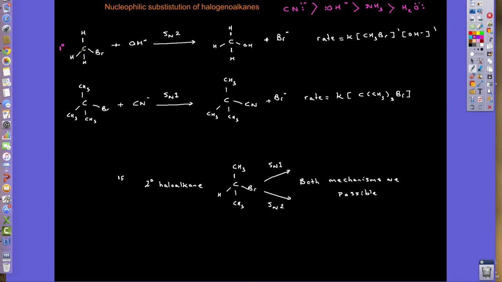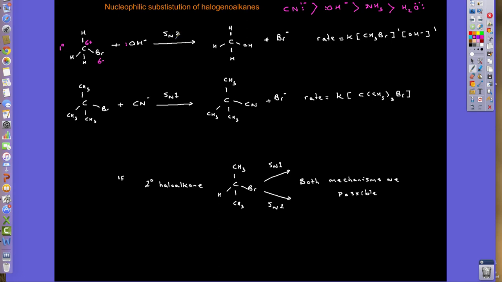Now, when we look at a halogen alkane, if you are a primary halogen alkane, you should know by now primary means the carbon attached to the halogen has two other hydrogens. The carbon is slightly electropositive, the bromine is electronegative. The lone pair of hydroxide is going to be attracted to the positive carbon and they form a primary alcohol. Bromide is released.